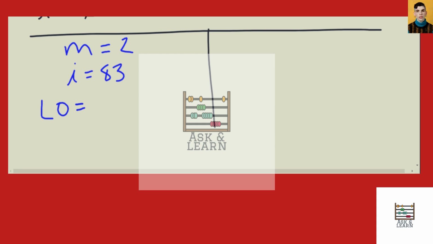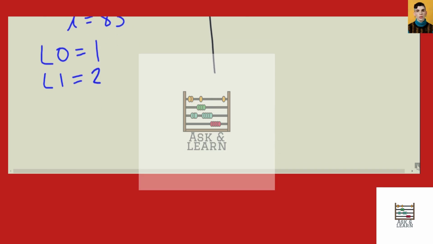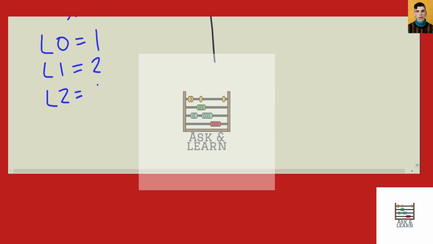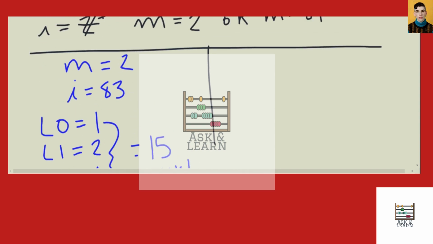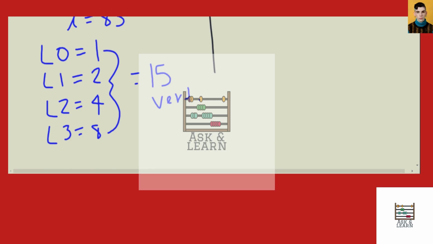So level 0, we can only have 1. Level 1 would have 2. Level 2 could have 4 if every vertex is having 2 children. Level 3, if all those 4 had 2 children, they would have 8. Well, since the height is 3, this is where we have to stop. So this is going to equal 15 vertices, which means this isn't going to work, because we have 83 internal plus the 84 leaves in there. This is just not going to work.